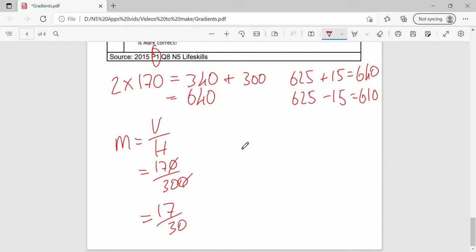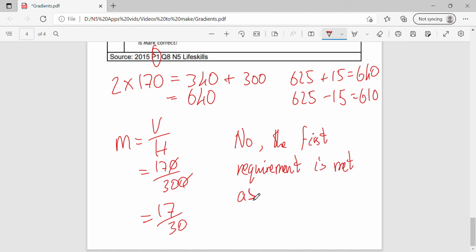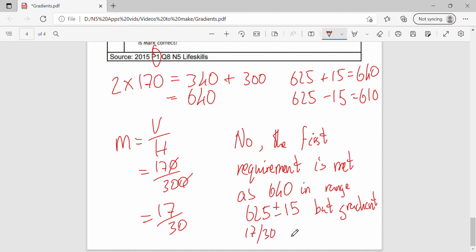So we write a wee statement saying, is Mark correct? So no. The first requirement is met as 640 is obviously in the range of 625 plus or minus 15, but the gradient of 17 out of 30 is greater than 1/2. So that means that it doesn't meet the requirements for this.